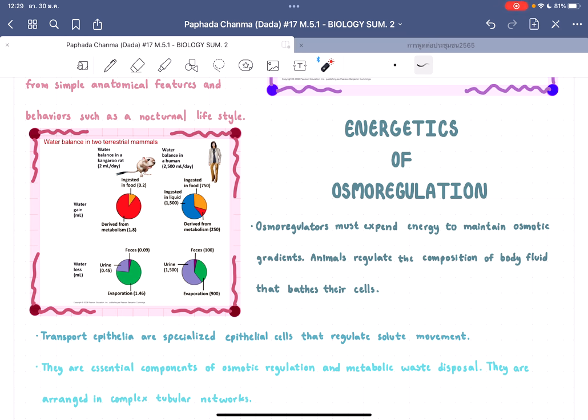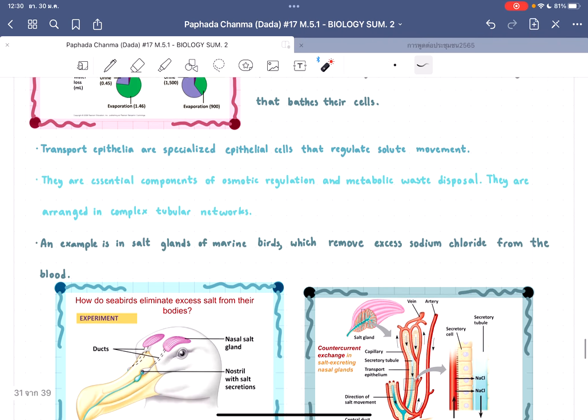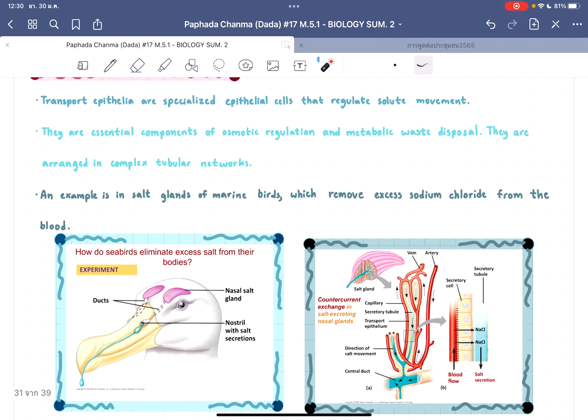Energetics of osmoregulation. Osmoregulation must expend energy to maintain osmotic gradients. Animals regulate the composition of the body fluids that bathe their cells. Transport epithelia are specialized epithelial cells that regulate solute movement. They are essential components of osmotic regulation and metabolic waste disposal, and are arranged in a complex tubular network. An example is the salt glands of marine birds, which remove excess sodium chloride from the blood.